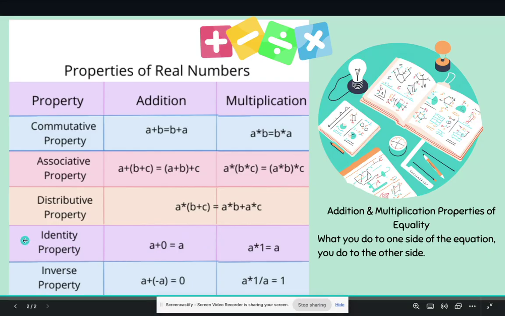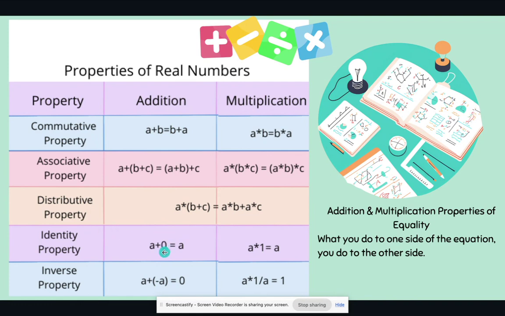The next one is the identity property. The identity property of addition is A plus 0 equals A. The identity property for multiplication is A times 1 equals A. The way I remember identity property is how it keeps its identity. When you add 0, A keeps its identity. When you times it by 1, A keeps its identity. It's how it keeps its identity.